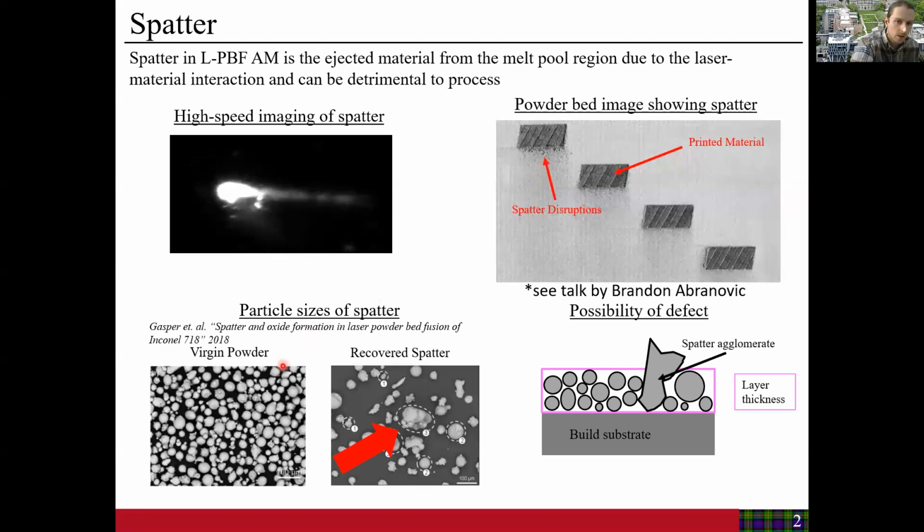And then in some previous research by Gasper et al., they showed a stark difference between virgin powders and recovered spatter particles, mainly in the size and the shape of those particles. And then the possibility of a defect could be caused by a spatter agglomerate landing back on the build substrate. And now you have a mismatch between the apparent layer thickness and your melt pool size, leading to lack of fusion, induced porosity.